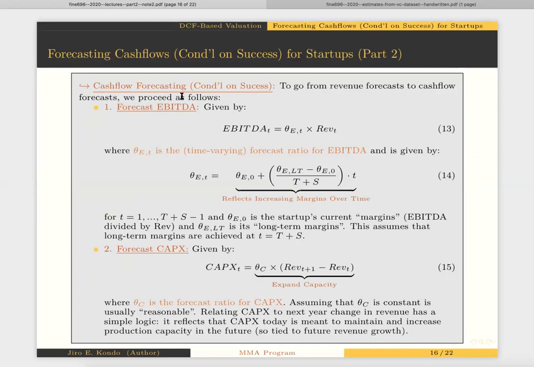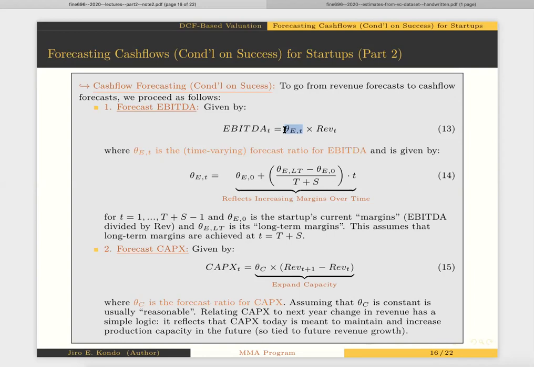So the way we usually get EBITDA off of revenue is we come up with estimates of margins for a startup over time. I'll define my measure of margins here as EBITDA divided by revenue. If I take this measure of margins and multiply it by revenue, then by definition I have the EBITDA of the company.